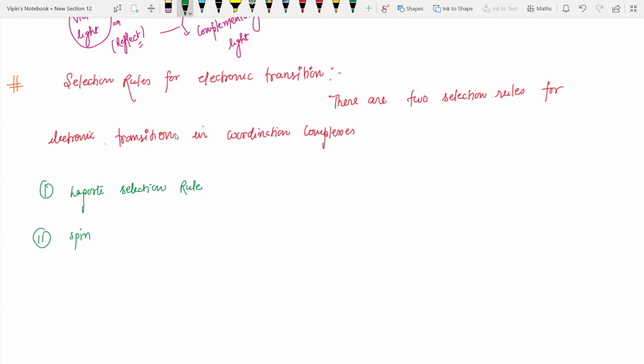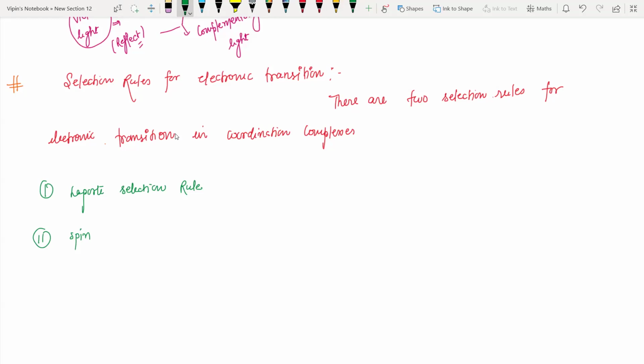Whether any complex will absorb light or not will depend upon the selection rule. There are two selection rules, that is Laporte selection rule and spin selection rule. If the complexes follow these rules, then there is absorption of light. If they do not follow the selection rule, there will be no absorption of light. If there is absorption of light, then there may be possibility of showing color. But if the complex does not absorb visible light, there is no excitation of electron, then there will be no color for that particular complex.